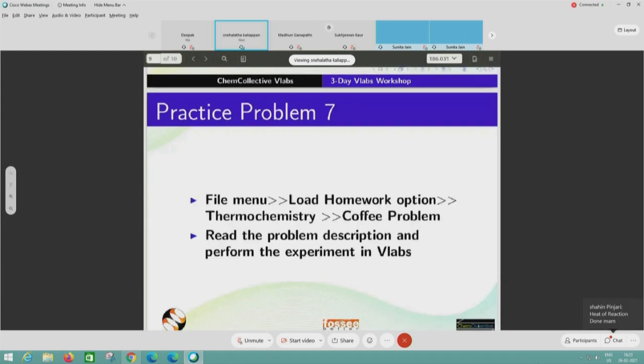The practice problem for heat of reaction is in the slide. Please do the practice problem. I have posted the problem, and I'm going to demonstrate it in another 10 minutes. Whoever has finished, please try to do the practice problem. And if you can share your screen and demonstrate that problem at the end of the session, I'll be very happy. Otherwise, I will demonstrate.